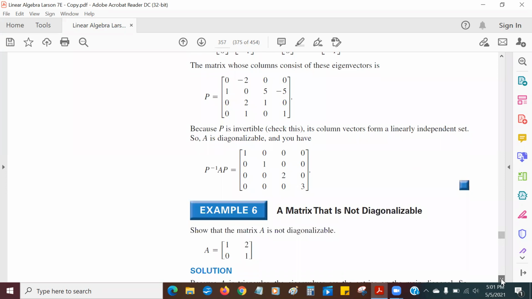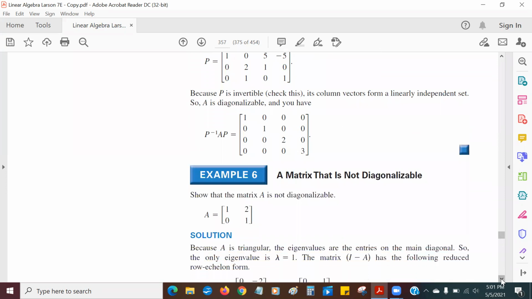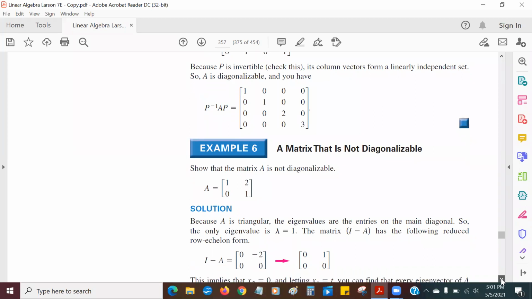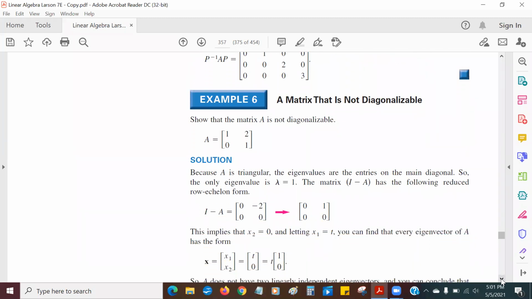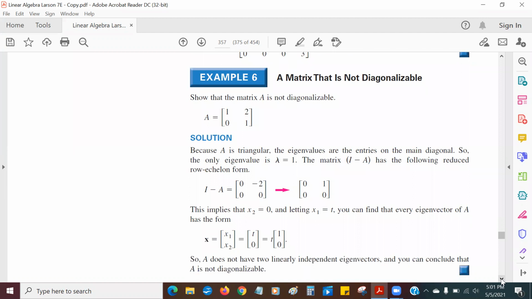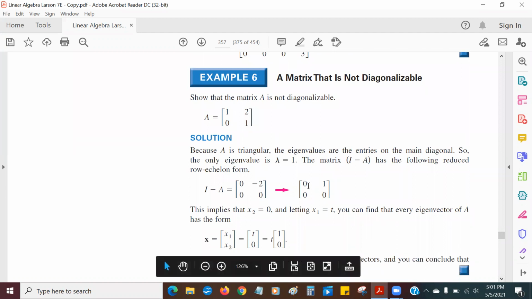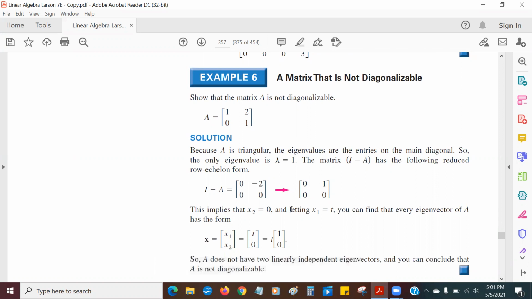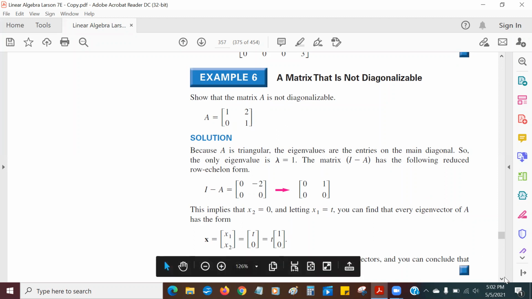Let's do one fun example of a matrix which is not diagonalizable. Let's show that this matrix here, A, is not diagonalizable. So A is triangular, so the eigenvalues are the entries on the main diagonal, which is lambda equals 1. And if I put A into reduced row echelon form, I get 0, 1, 0, 0, which means that x2 equals 0, and x1 could be, I'll make that t, so it could basically be anything. And that means every eigenvector winds up being (x1, x2) equals (t, 0), which is t times (1, 0).